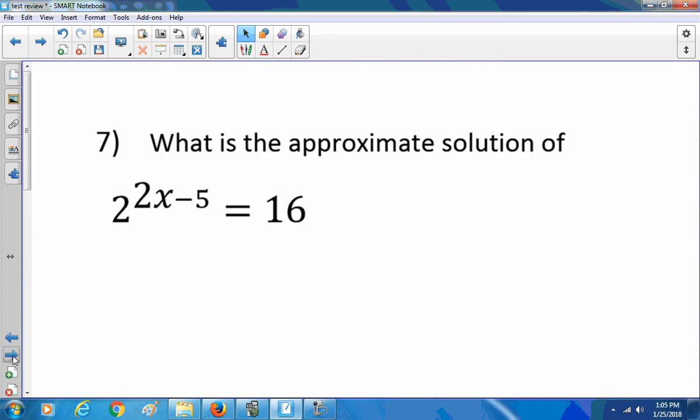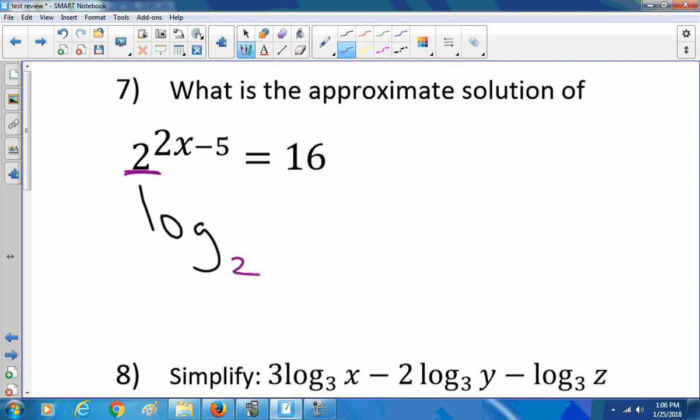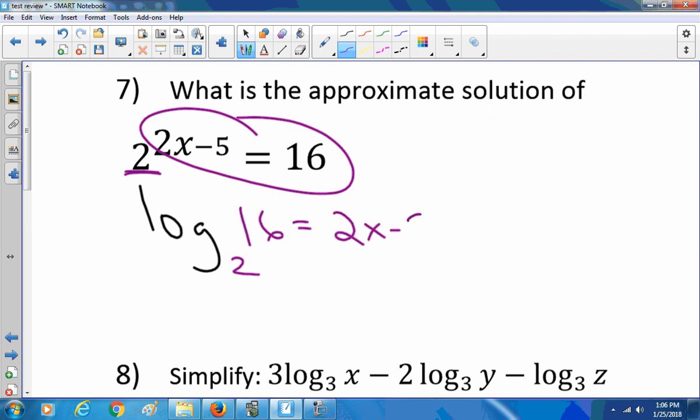Number 7, what is the approximate solution? Some of you might want to try and do day 6 for this one. And in theory, you can. It's just a longer process. This is easier because it only has one exponent. Log base 2, switch these two, of 16 equals 2x minus 5.